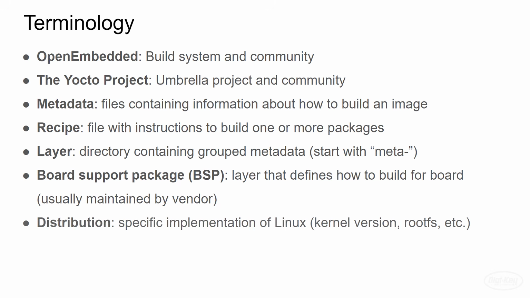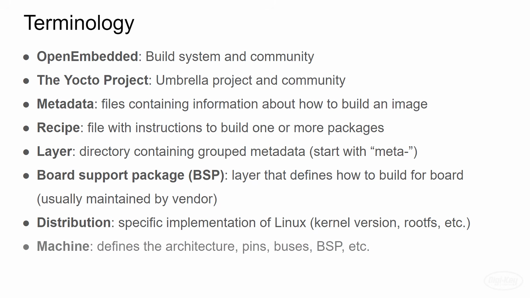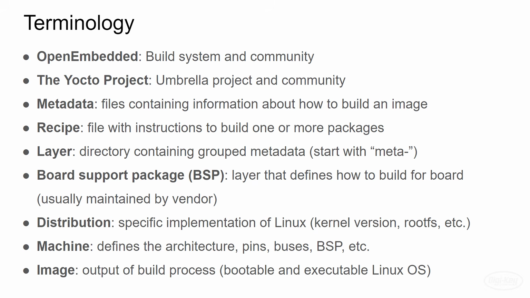A distribution is a specific implementation of Linux, much like Ubuntu, Fedora, and Arch Linux are all different distributions. By using these tools, you are creating your own distribution. The machine configuration refers to the physical architecture and board that the system should build for. It usually points to a specific board support package to assist in this process. An image is the output of the build process. It contains the custom Linux distribution you just built, which includes the kernel, any necessary boot programs, drivers, packages, and the root file system.